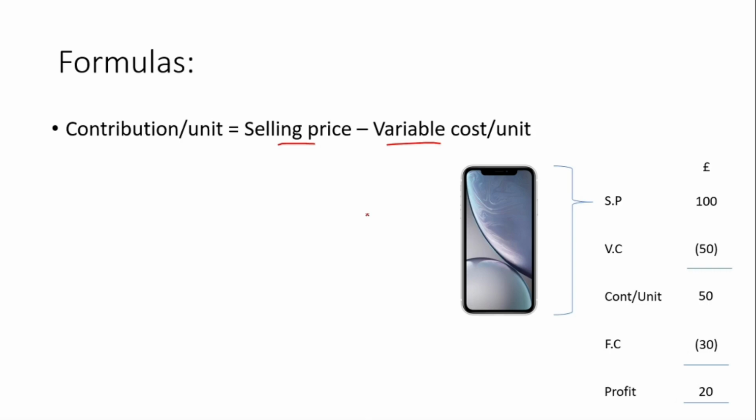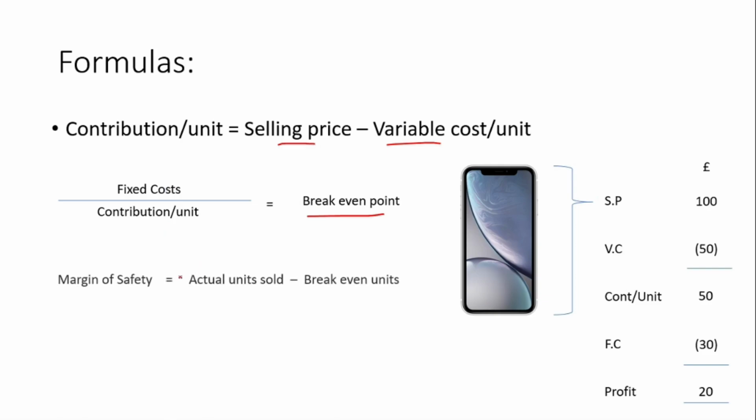Another example of a formula will be break-even point where we use fixed cost and contribution per unit. And then finally, another formula is margin of safety, and that is calculated using actual units and the break-even units of output. We can illustrate this further using an example question.